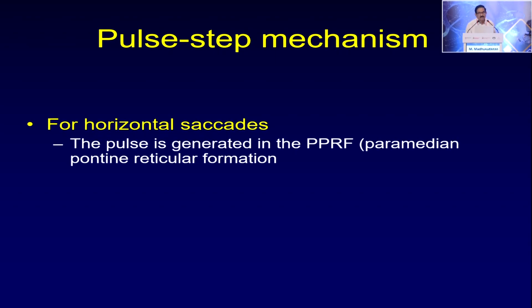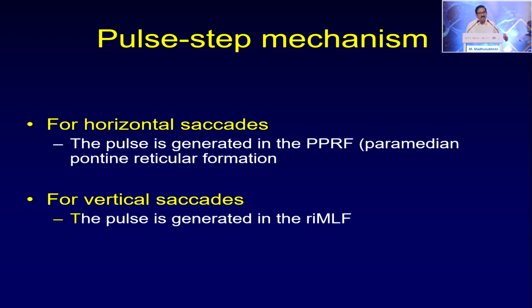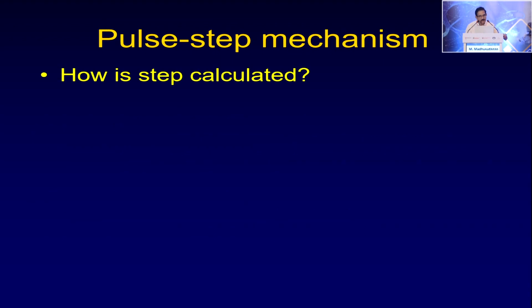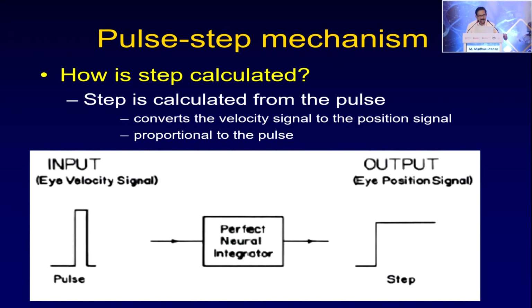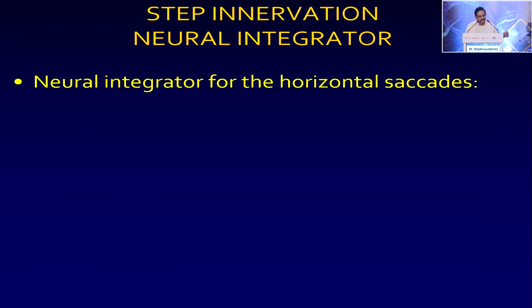For the horizontal command, the pulse is generated in the PPRF, that is the paramedian pontine reticular formation. For the vertical saccades, it is the RIMLF, that is the rostral interstitial nucleus of the medial longitudinal fasciculus in the midbrain. Now, how is the step produced? The step is calculated from the pulse. The larger the pulse, the larger the step required, because when your amplitude is more, the recoil back will be more. The step is proportional to the pulse, and that is calculated by the neural integrator, which calculates the step according to the strength of the pulse.